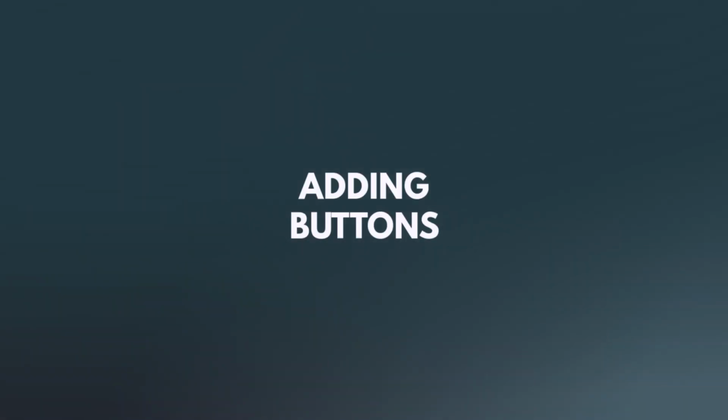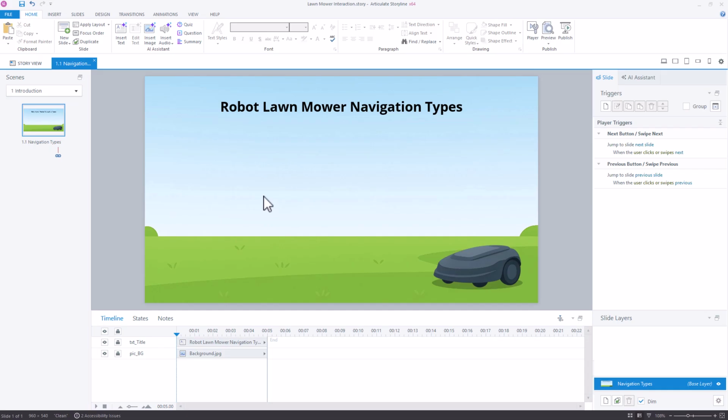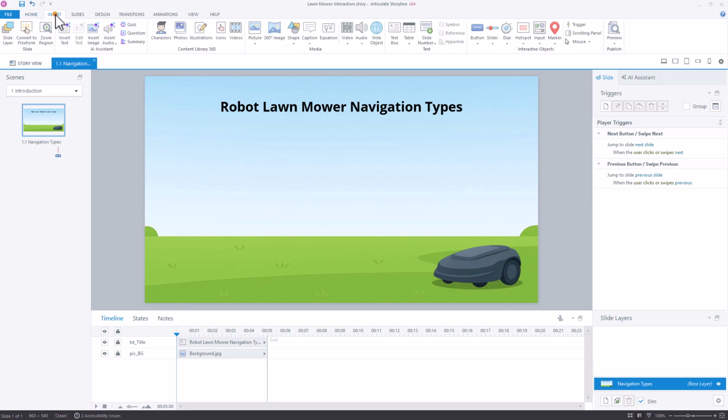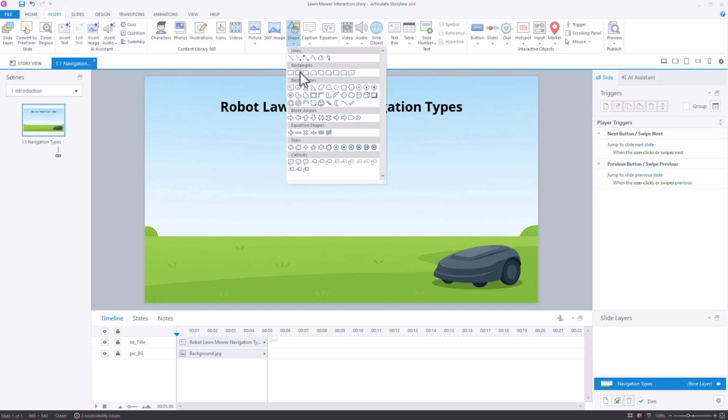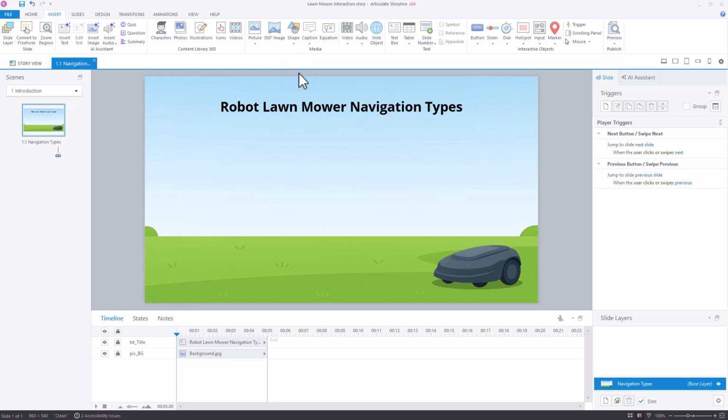And the next thing we're going to do is add our buttons. And we're going to use shapes. So click on insert and then click on shape and then choose a rounded rectangle. And I'm going to hold down Shift on my keyboard because I want to draw a square.